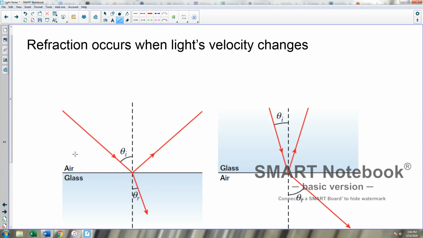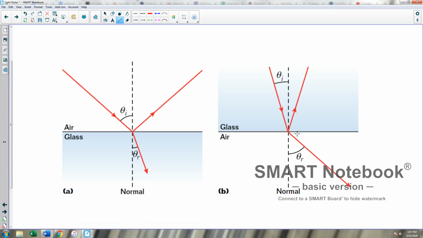And remember, light travels about the same speed in air as it does in a vacuum, almost as fast as it can go. But it travels much, much slower in glass or water or ice or diamond or something like that. So as it slows down, it wants to go toward the normal. So the angle of refraction is almost always going to be smaller than the angle of incidence as it slows down. Now the opposite is true. As light emerges from glass, it wants to bend away from the normal. As it speeds up, it wants to bend away from the normal.